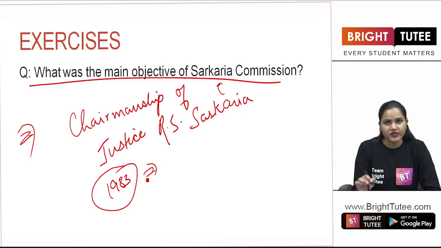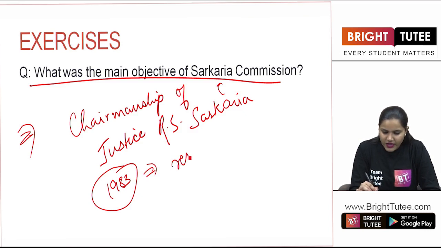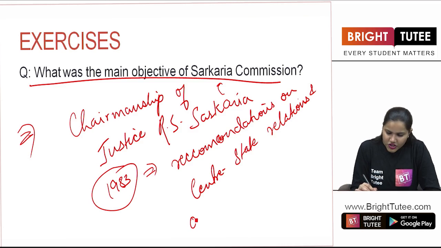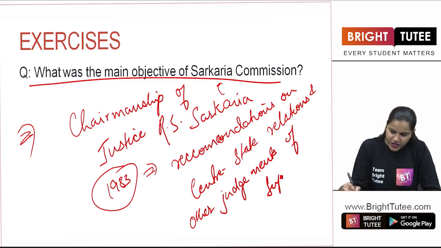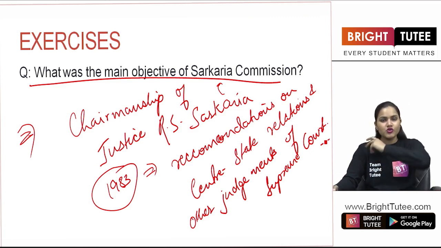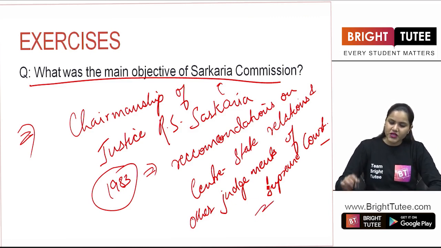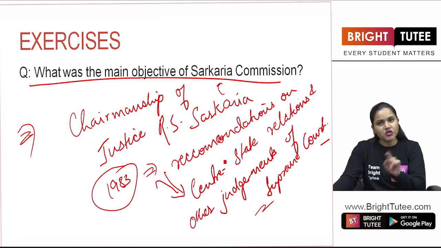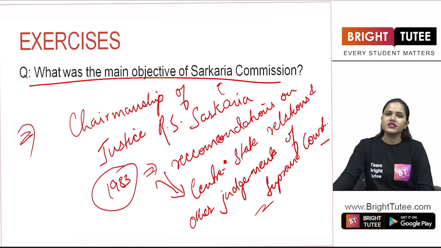The main objective, coming to our question here, was to give recommendations on center-state relations and other judgments of the Supreme Court, which you can mention, that the central government did not have the authority to suppress or to totally abolish the state government, right? So these were some of the important judgments of the Supreme Court, and they were now seen or reviewed by the Sarkaria Commission. So the main idea was to work on the center-state relations and look over or review the judgments made by the Supreme Court. So this is how you're going to answer this question here.